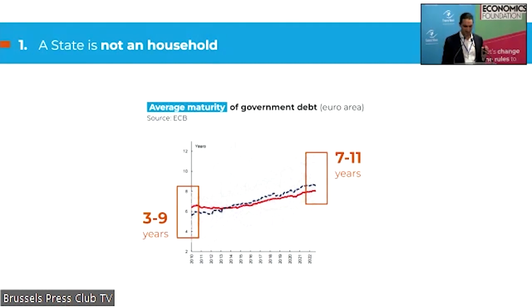The second point I want to make is the fact that the current fiscal rules are unable to capture debt sustainability and are in fact mostly arbitrary in nature. It's well known that the fiscal limits embedded in the European treaties, so the 60% debt to GDP and 3% deficit, are arbitrary thresholds.